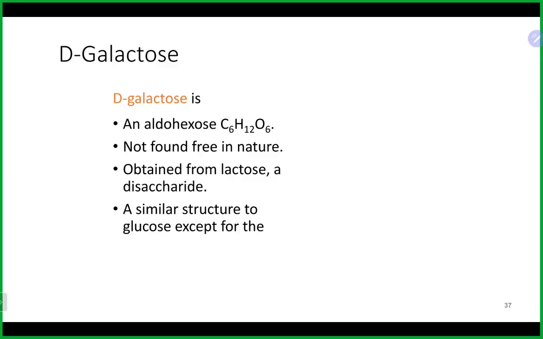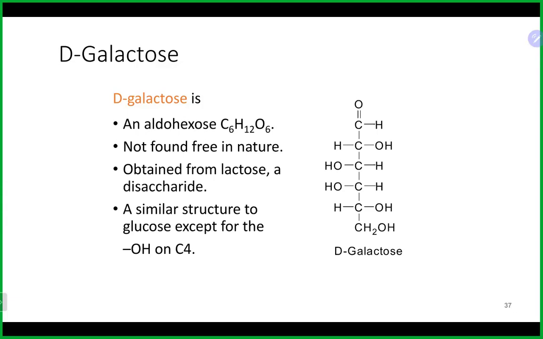Galactose, which was on that slide as well that I said you should probably be familiar with. Galactose is also an aldose, also a hexose, very similar to glucose. It's obtained from lactose, which is a disaccharide. It's not found free in nature, so it's usually tied up with another monosaccharide to make lactose. It is similar in structure to glucose, except that on carbon number 4, the OH group is a little bit different.